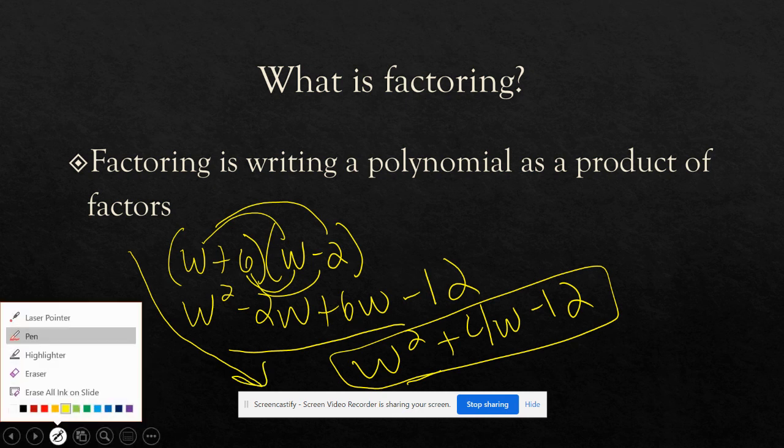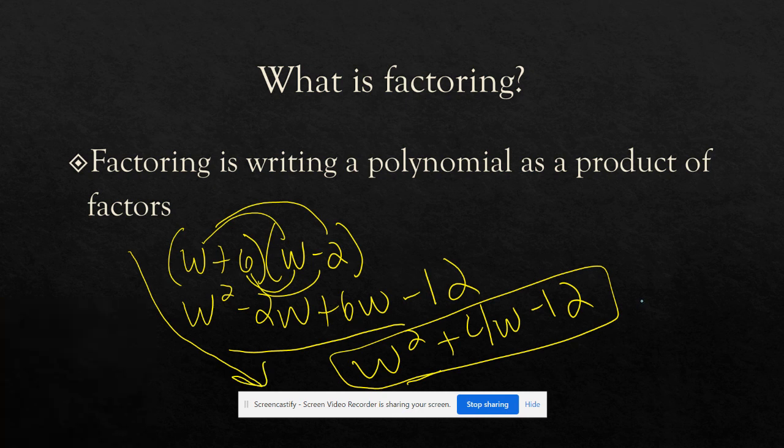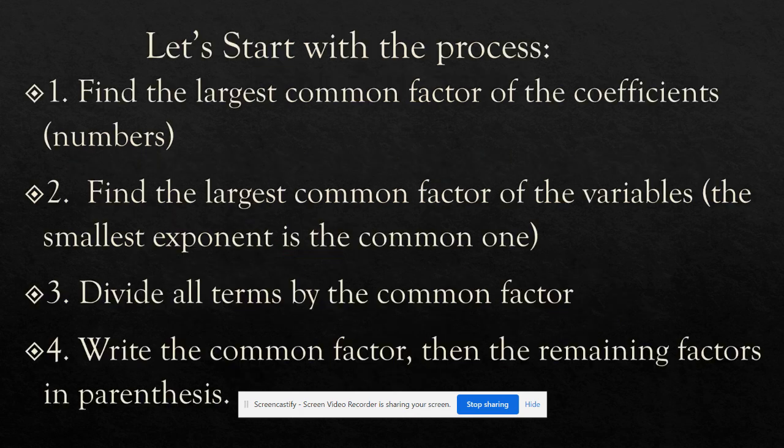Well, when we're factoring, we're going exactly backwards. They are giving us the answer, and we have to find out what did they multiply together to get that answer. So that's what we're going to be working on as we're talking about factoring. Let's start with the process of just taking out common factors. Take a minute to jot these down, pause the video.